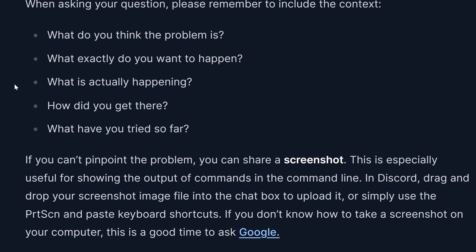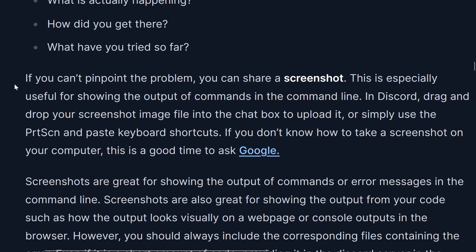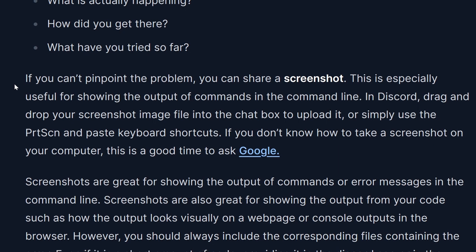If you can't pinpoint the problem, you can share a screenshot. This is especially useful for showing the output of commands in the command line. In Discord, drag and drop your screenshot image file into the chat box to upload it, or simply use the print screen and paste keyboard shortcuts. If you don't know how to take a screenshot on your computer, this is a good time to ask Google.